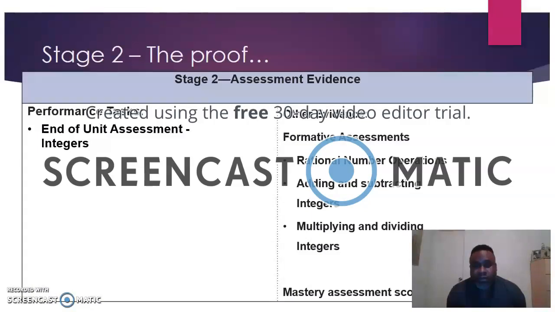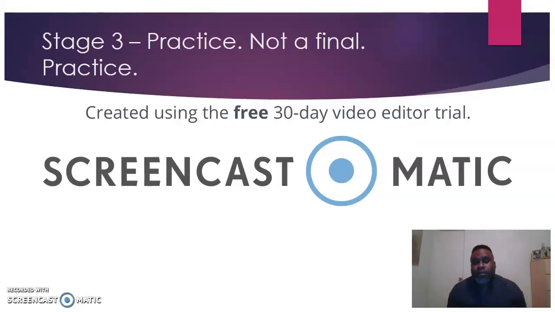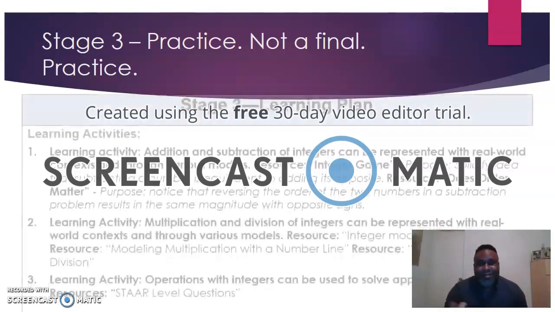The other evidence of their learning, or how to assess them, is going through formative assessments, where students will be taking assessments of 10 questions. There are 3 of them: rational number operations, adding and subtracting integers, and multiplying and dividing integers. And the mastery assessment score is 8 out of 10. Practice, not a final, practice.